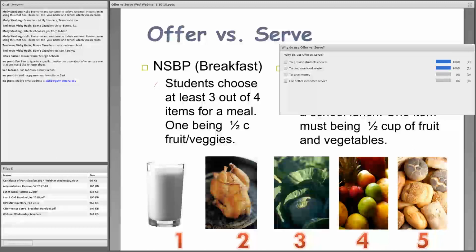Do you like to provide the choices? Do you feel like it helps decrease food waste? Does it help save you money or provide better customer service?